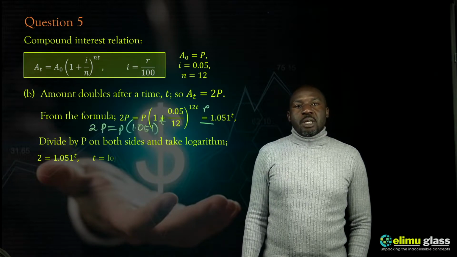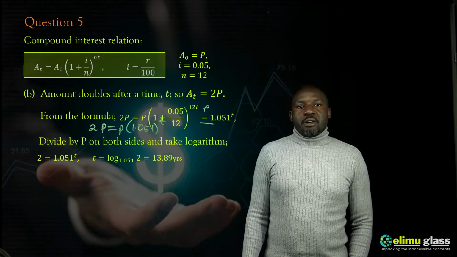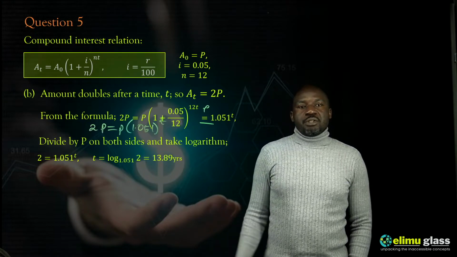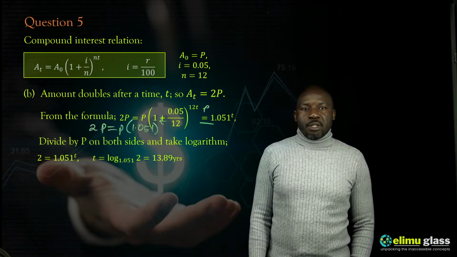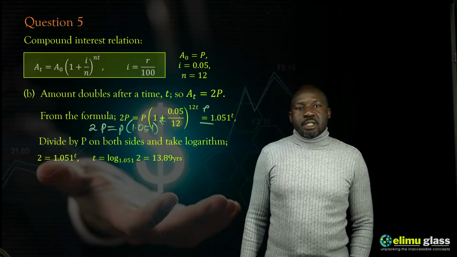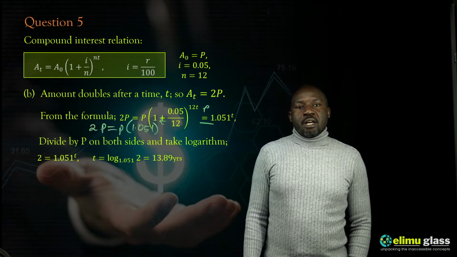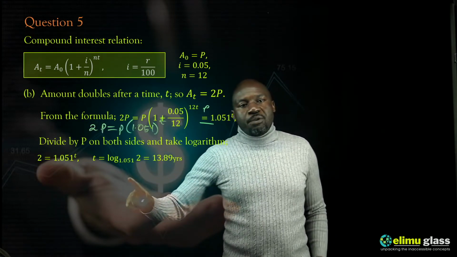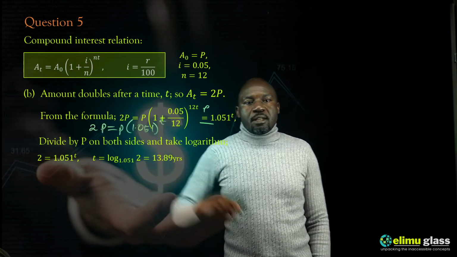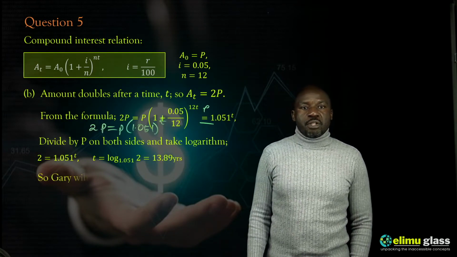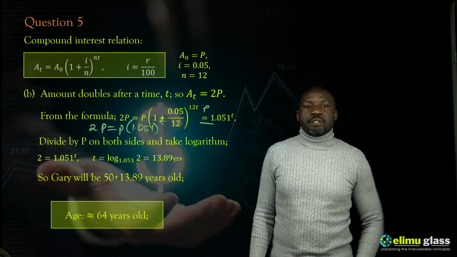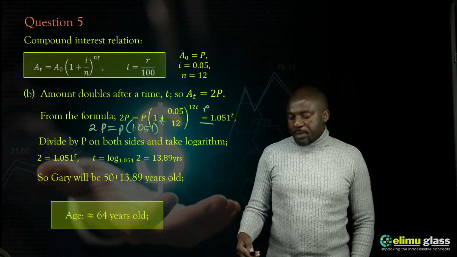Change that into logs. We get t is log to base 1.051 of 2, and that is 13.89, which is approximately 14 years. So it takes 14 years for the amount to double. But the question is, how old is Gary when the investment doubles? Well, Gary is going to be 50, which was his age, plus this, which is therefore approximately 64. He will be 64 years old when his investment doubles.